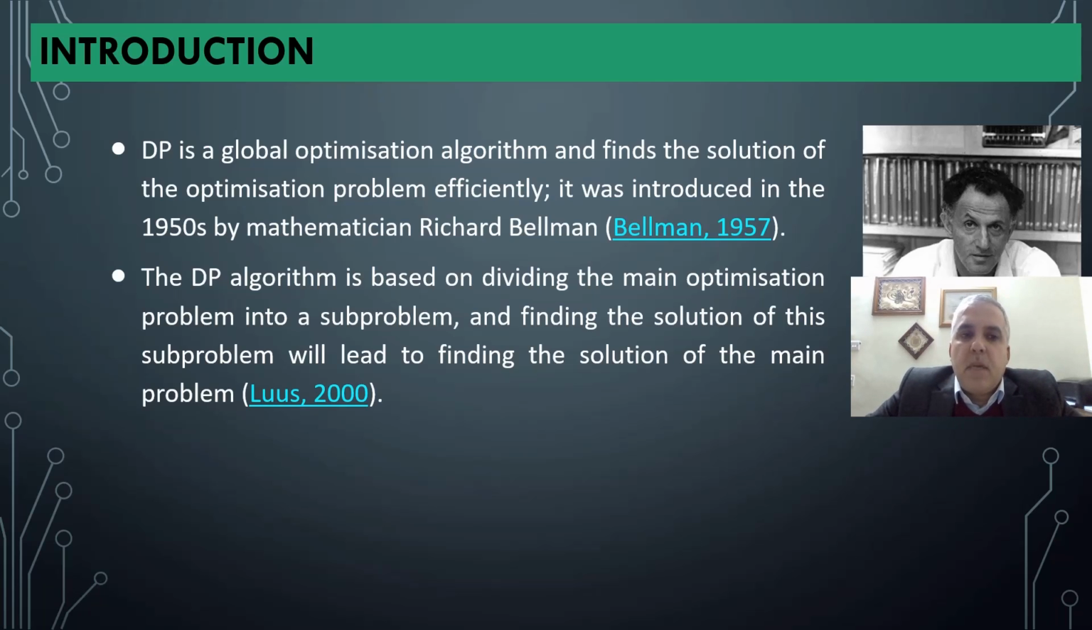Dynamic programming is a global optimization algorithm and finds the solution of the optimization problem efficiently. Actually, it was introduced in the 1950s by the mathematician Richard Bellman. Dynamic programming divides the main optimization problem into subproblems, and then finding the solution of these subproblems will lead to the solution of the main problem.